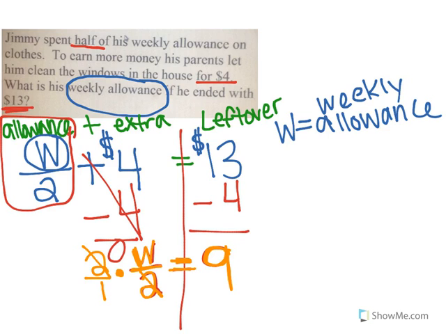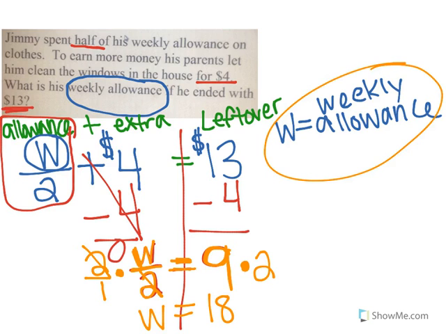That's really the numerator on the left, and this is the denominator. They will cancel out and equal 1, leaving it just as W. Whatever you do to one side, you need to do the other. So I'm going to take 9 times 2, and that's going to give me 18. What that means is his weekly allowance was $18 to start off with.